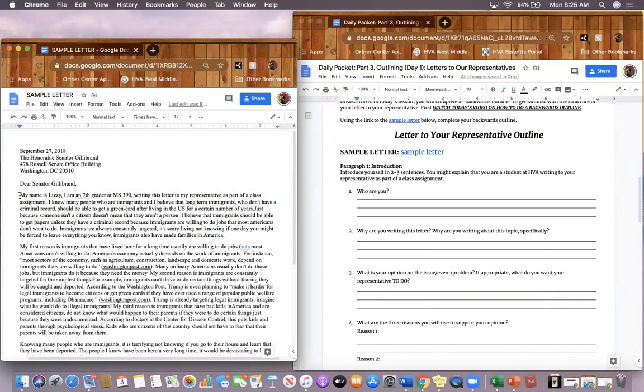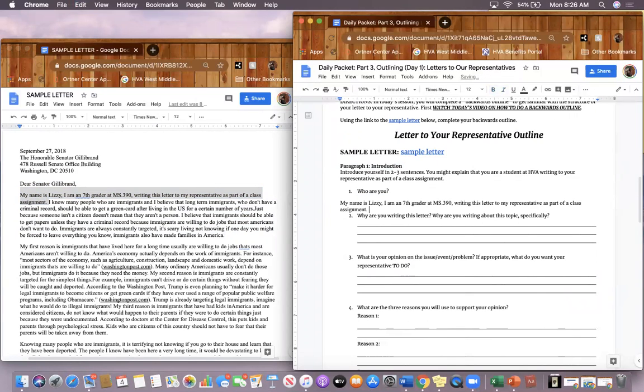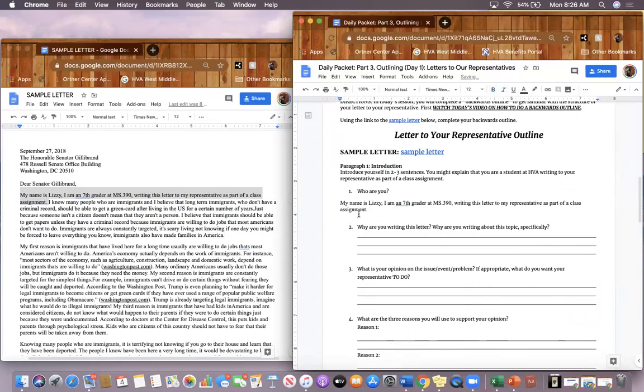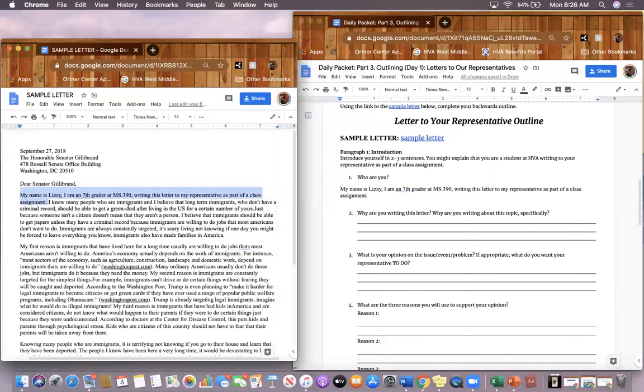We'll notice that in the very first sentence, she explains her name is Lizzie, that she's a 7th grader at MS 390. She's writing the letter as part of a class assignment. Okay. So I'm going to highlight that first sentence because it does answer that question, who are you? And you're literally going to copy and paste. You're finding the answers to the questions according to the actual letter.